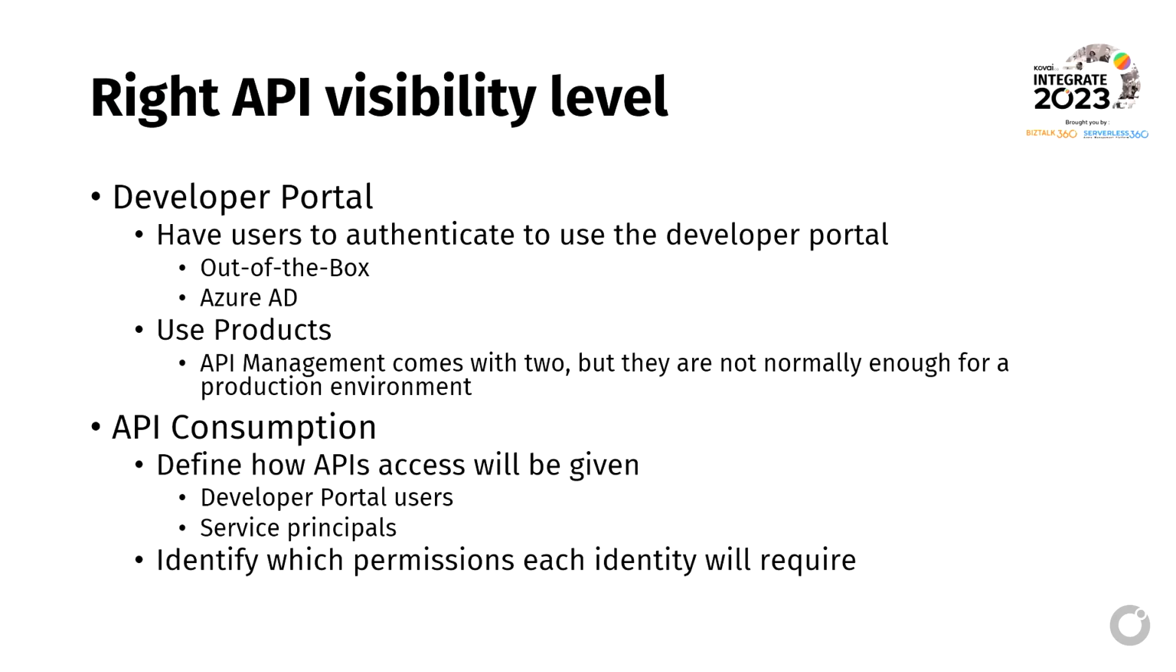In terms of the right visibility level, I'm talking specifically about the developer portal. When developers go to the developer portal, what can they see? Can they see everything? When we go to the out-of-the-box configuration for APIM, we have starter, unlimited, and guests. So do you leave guests available?